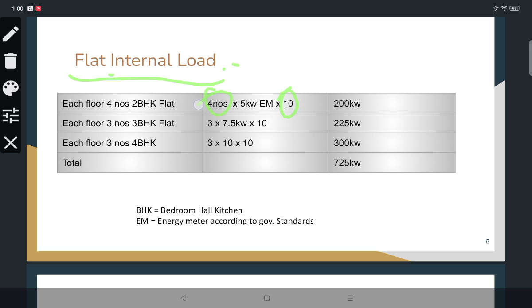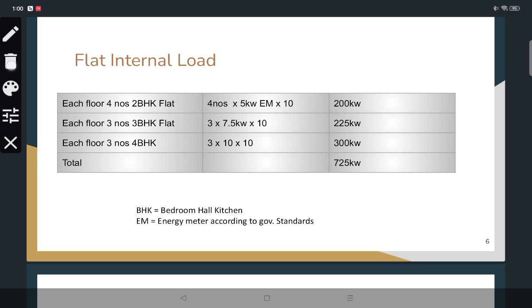10 floors, 4 numbers of 2 BHK, and in every 2 BHK we can use a 5 kilowatt energy meter. So that is 200 kilowatts for 2 BHK. And in every 3 BHK we can use 7.5 kilowatts of energy meter, across 10 floors again, and in every 4 BHK we can use 10 kilowatts load maximum. So in total we have 725 kilowatts of load. This is the flat internal load.